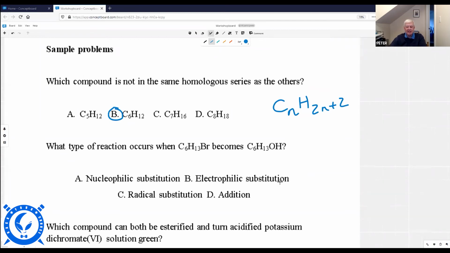Unfortunately, it is not D, because you're not adding anything. You're in fact substituting. You're substituting the Br with an OH. And formally, this is a Br minus, and you're substituting it with an OH minus. And Br minus and OH minus are both nucleophiles looking for positive species, so you're effecting a nucleophilic substitution. If it were an addition reaction, these two would combine together, but they don't.